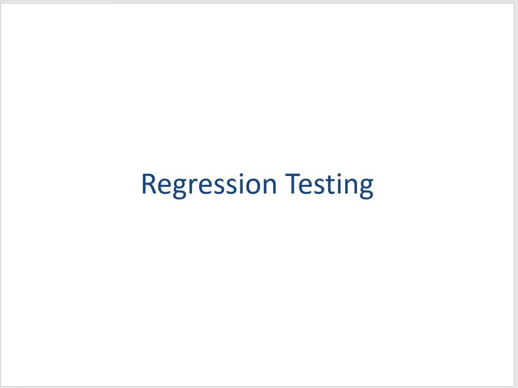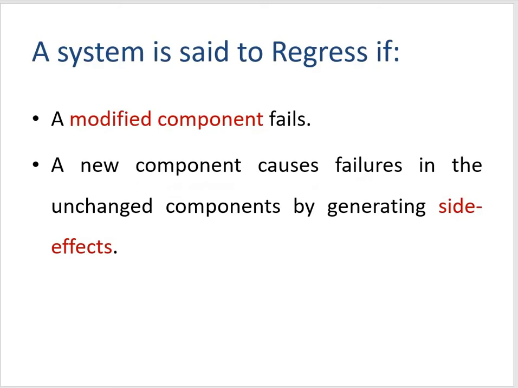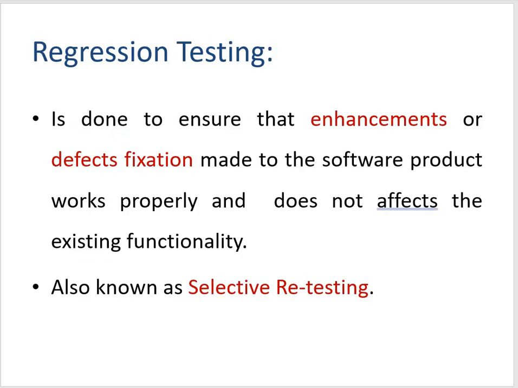Now let's talk about basic regression testing, where our main focus is. A system is said to regress if your modified component fails, right? We started our discussion with this. A new component causes failures in the unchanged components, and that can be by generating some side effects. So we go ahead with regression testing to ensure that enhancements and defect fixes made to the software product work properly, and overall do not affect the existing functionality.